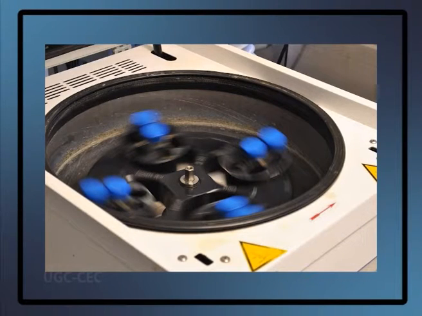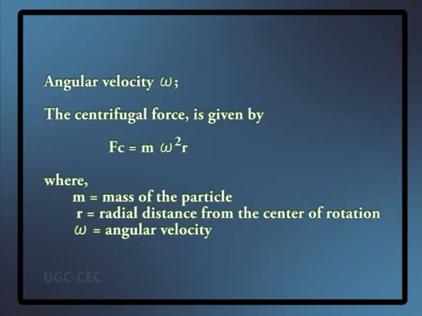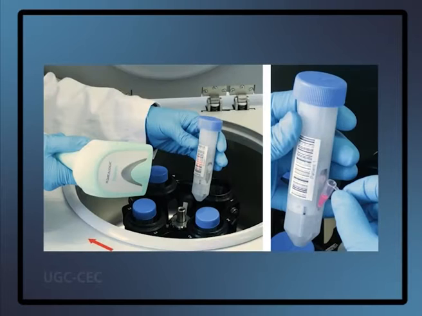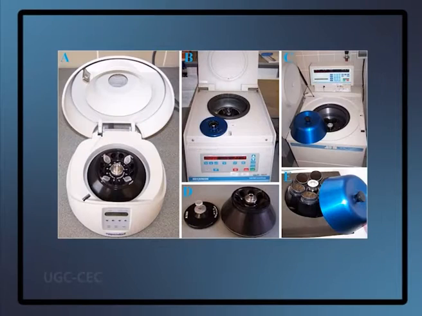If a particle is in a centrifugal field generated by a spinning rotor with angular velocity omega, the centrifugal force is given by Fc = m omega squared r, where m is the mass of the particle, r is the radial distance from the center of rotation, and omega is the angular velocity. Centrifugation techniques are classified in two categories.